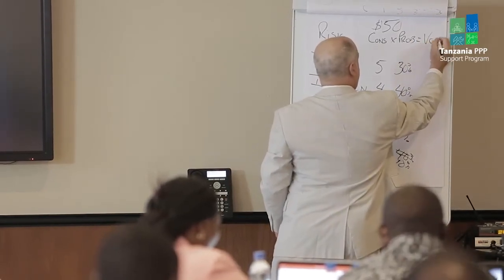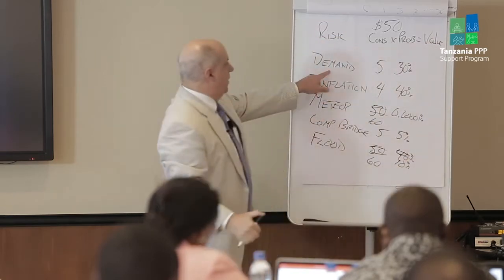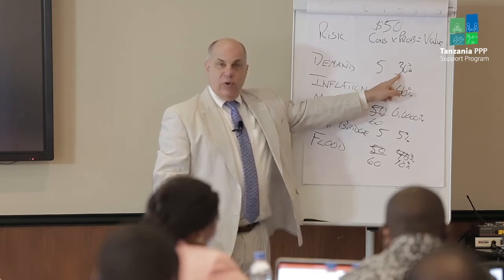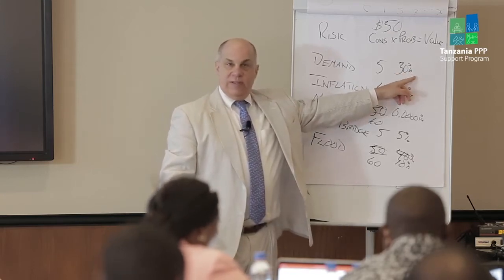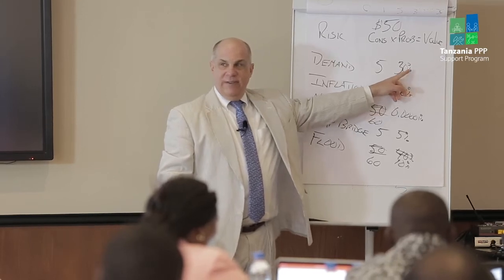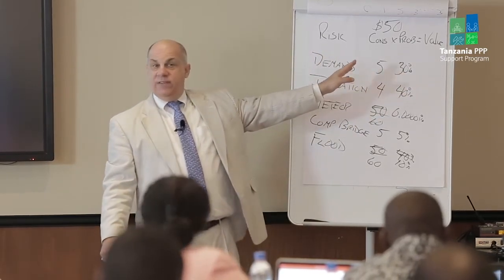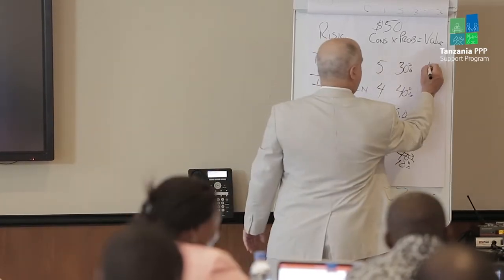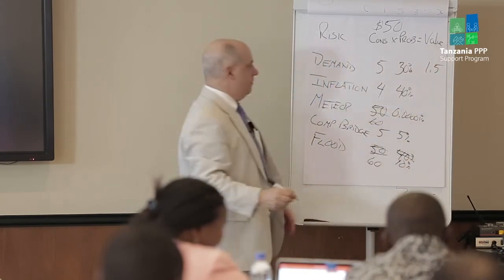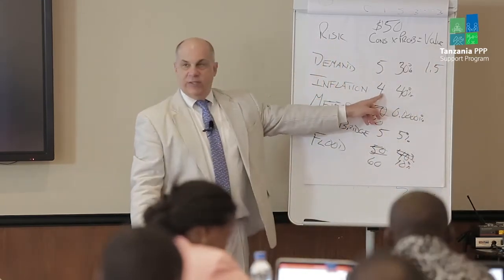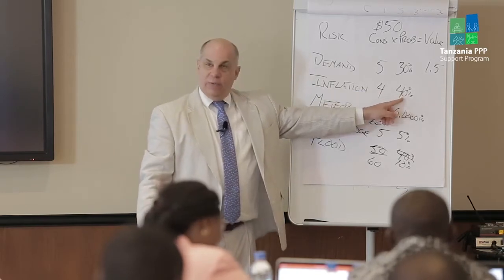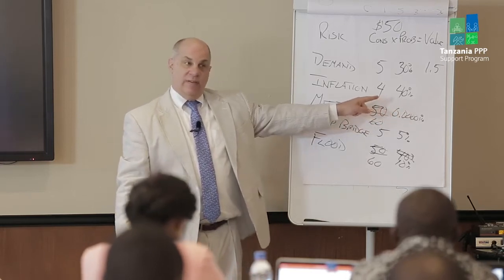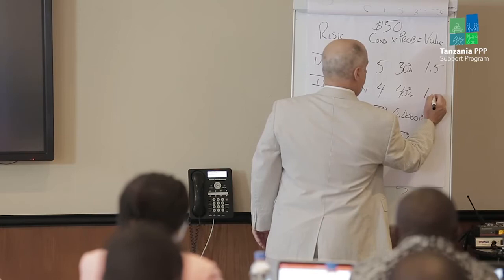So value of risk. If our demand consequence is 5 million and the probability is 30%, what is the value of that risk? 30% times 5 million is 1.5. I heard somebody say it. That's 1.5. If inflation, if the consequence is 4 million, the likelihood is 40%, what is our value of that risk? 1.6.